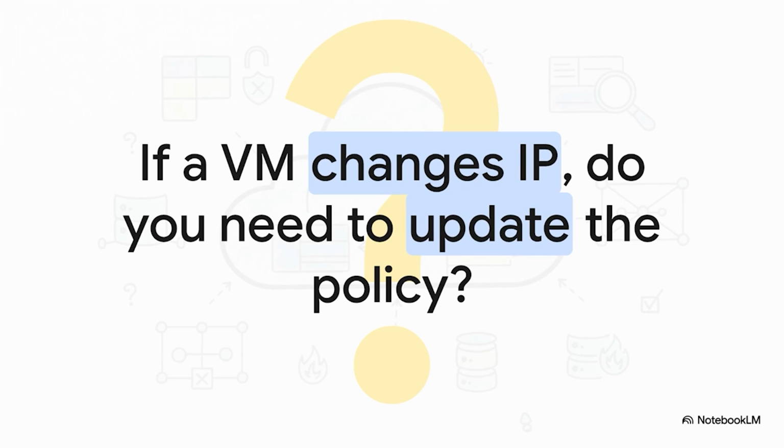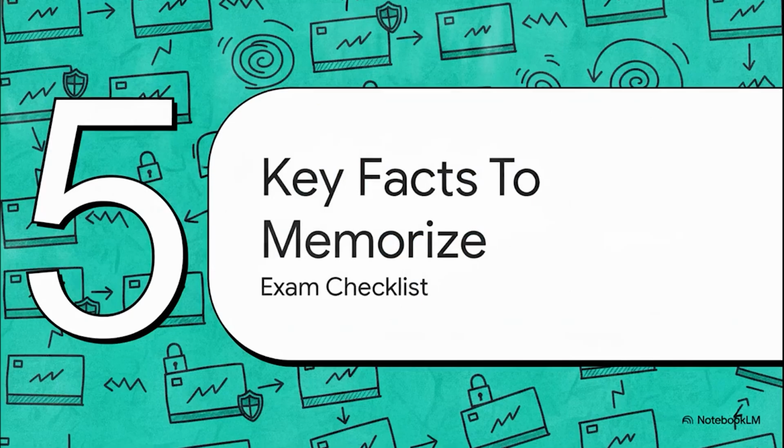Remember what we learned? Because Flow is workload-centric and tied completely to logical categories rather than IPs, the security policy seamlessly moves right along with the VM, totally regardless of any underlying network changes. The tag stays the same, so the security stays the same. Simple as that. Let's move on and see how this builds into Section 5, Key Facts to Memorize, your exam prep checklist.